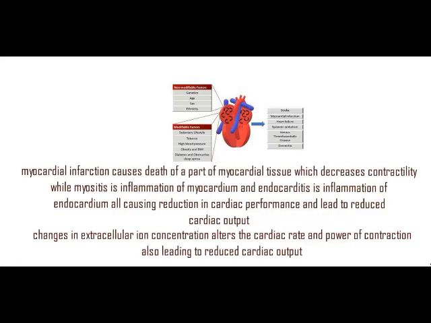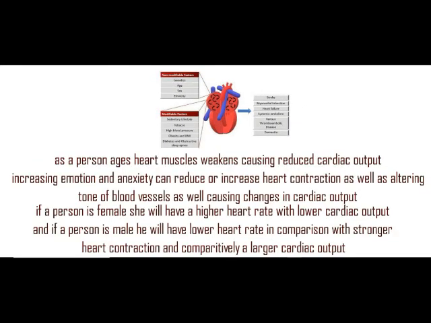In cases of myocardial infarction or cardiac myositis, or the inflammation of the cardiac myocardium, or any endocarditis can easily cause a decrease in cardiac output as well. Secondary factors include extracellular fluid ion concentration, like any imbalance in sodium or potassium concentration, which can cause disturbances in the heart rate and the stroke volume. Body temperature and emotions such as excitement or anxiety can disturb cardiac output. Sex of the patient or age of the patient are also considering factors.